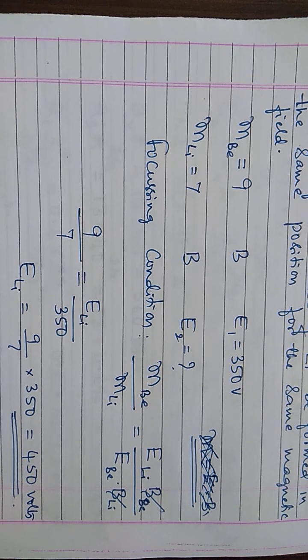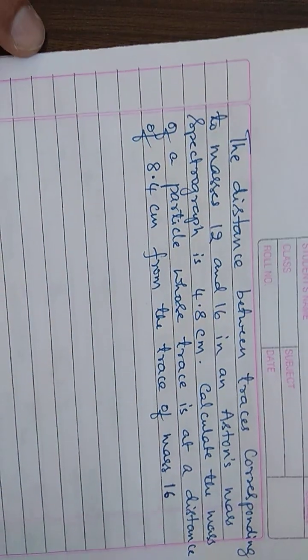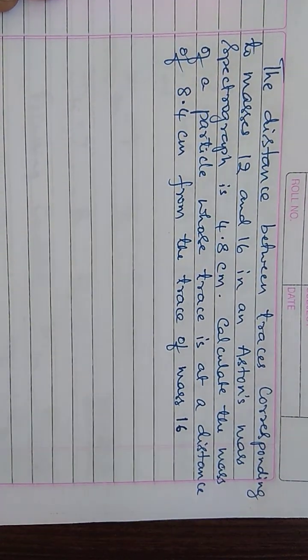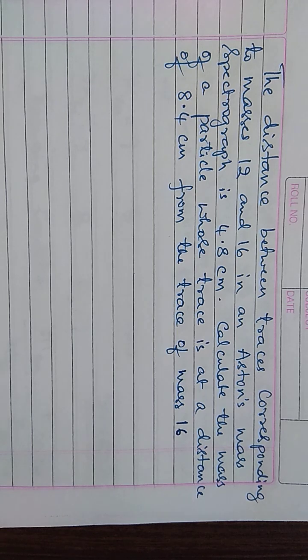Okay. So this is another problem under Aston's mass spectrograph. This is the question. The distance between the traces corresponding to the masses 12 and 16 in an Aston's mass spectrograph is 4.8 centimeter.